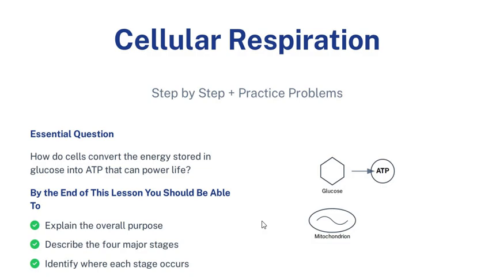So at the end of this lesson, I want you to be able to explain the overall process and the purpose of cellular respiration, and also describe the four major stages of cellular respiration and identify where each stage occurs. Okay, there's a lot to go over, so let's keep going.